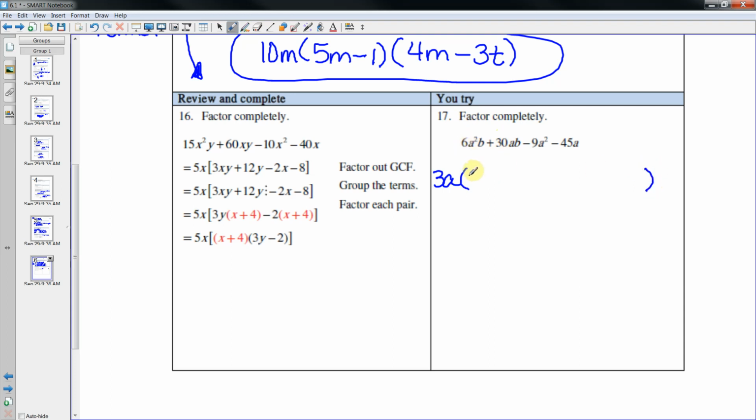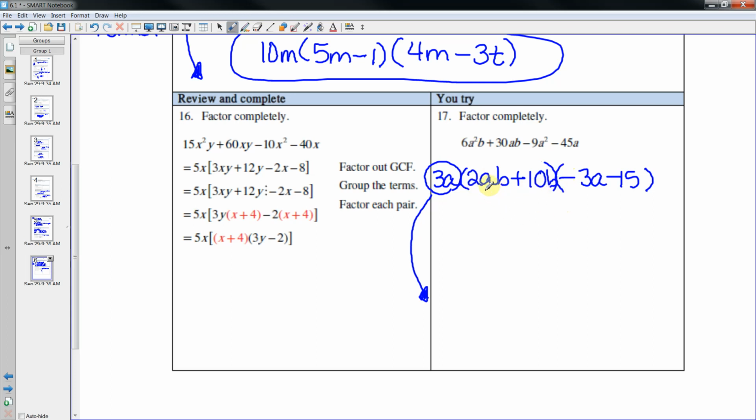3 goes into 6 2 times. I took out an a from an a squared, so I have an a, and I didn't do anything with the b. Plus 3 goes into 30 10 times. I took out the a, I have the b left. Minus 3 goes into 9 3 times. I took out one of those a's. Minus 3 goes into 45 15 times, and I took out the a. Okay, now, so let's remember the 3a, draw us a little arrow so we don't forget to put it in our final answer. And then let's move on, and we're going to group these 4.